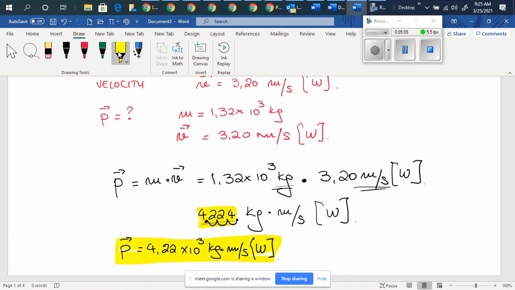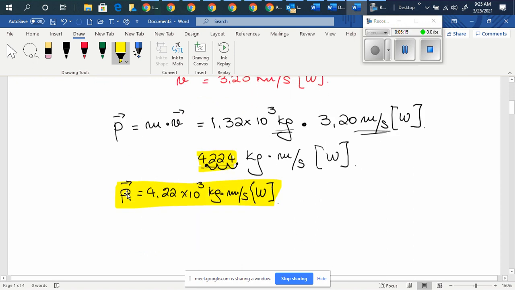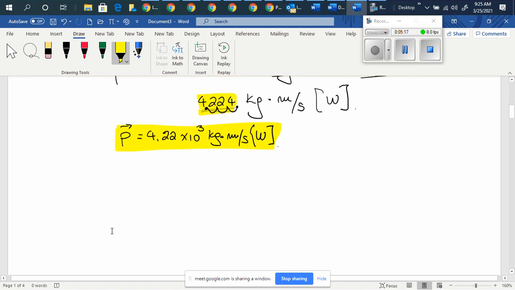Now, if the velocity is, let's suppose, north of east, south of west, at an angle or whatever, then it will be the same logic. You don't have to find out the direction of the momentum when you do know the direction of the velocity.